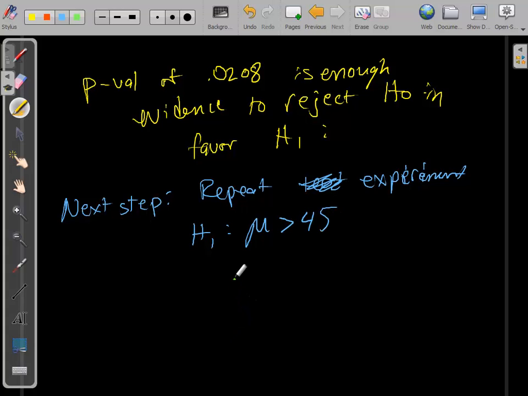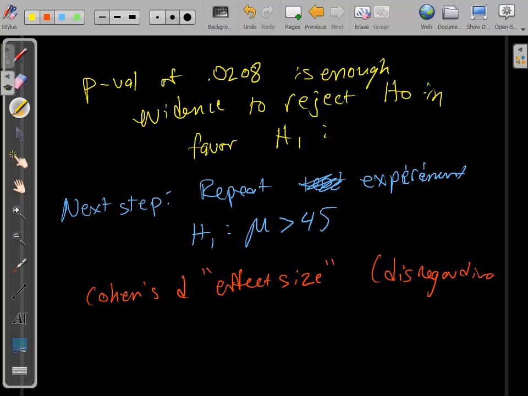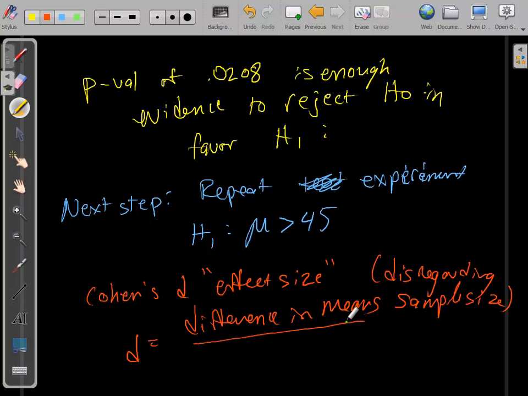So real quick, there's another idea coming out of chapter 8. That's the idea of Cohen's d, which measures effect size in absolute magnitude. In other words, we're not going to scale it by the standard error. We're going to scale the difference between the means just using the standard deviation. So this is disregarding sample size. It's a very straightforward computation. d is equal to the difference in the means divided by the standard deviation.